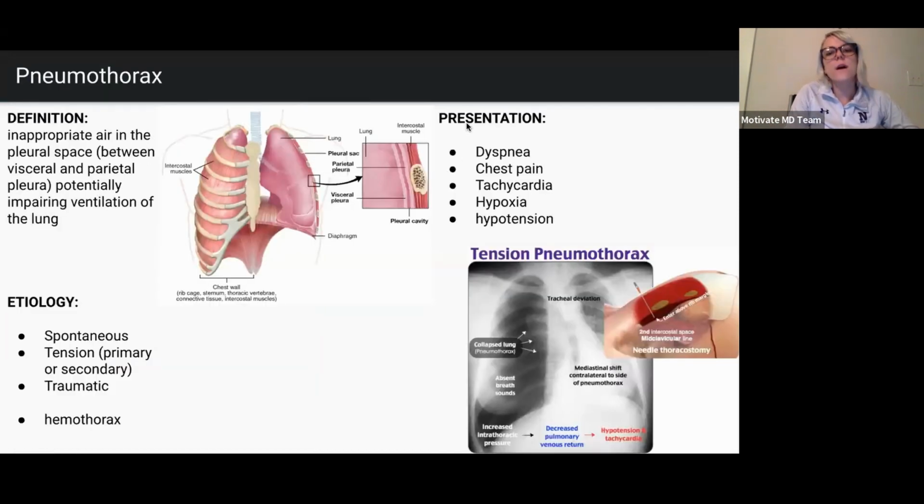All right, so now let's talk a little bit about a pneumothorax in general. We're going to talk about this as a cause of dyspnea. So first, what is it? It's inappropriate air in the pleural space. And remember that the pleural space is only a potential space. You may have learned this in anatomy so far.